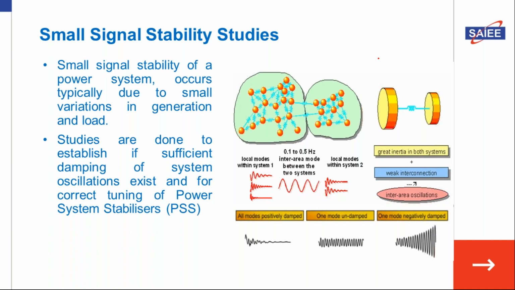In this case, we study the small signal to establish if sufficient damping of the oscillation exists, and also to make sure that we correct the tuning of the power system stabilizers. These are on the AVRs in the machine, to make sure that when we get oscillations, we are able to damp them.